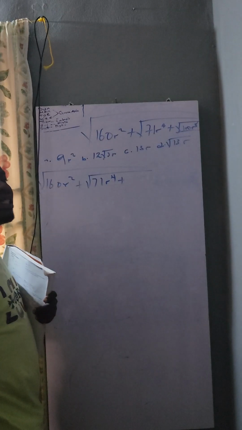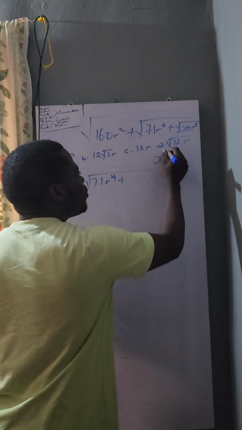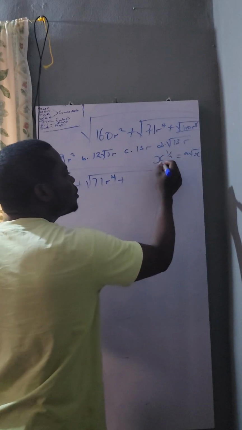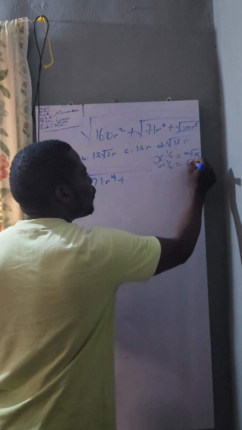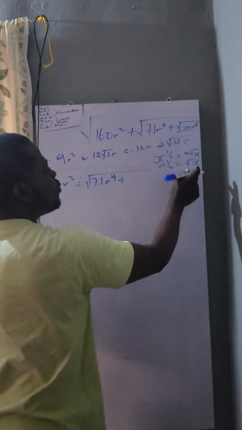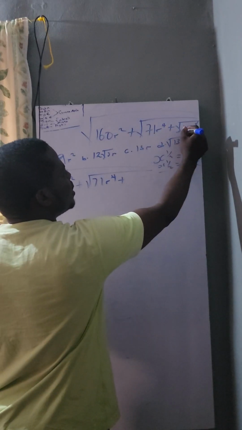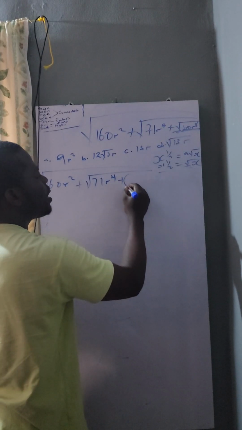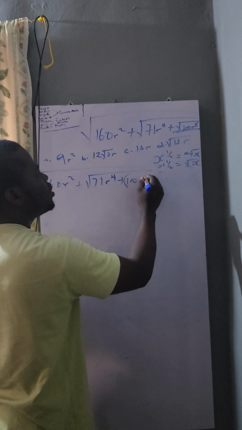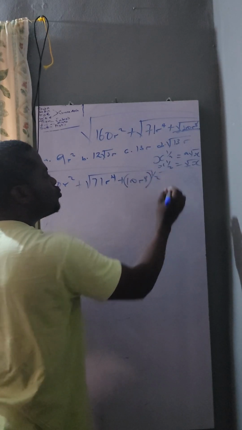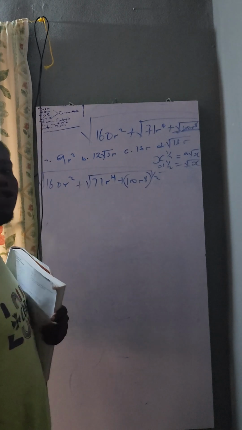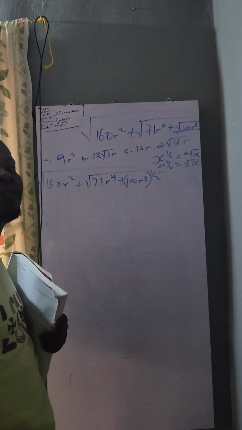Apply fractional indices. x raised to power 1 over 2 is the square root of x. So we write 100 r raised to power 8 in brackets raised to power 1 over 2, because it is a square root. Square root becomes 1 over 2, cube root becomes 1 over 3, fourth root becomes 1 over 4, fifth root becomes 1 over 5.